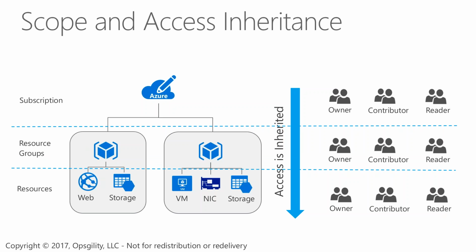This slide is just describing what I just mentioned. That is the scopes that I can apply RBAC control at, again, at the subscription, resource group, or at resources, but also the fact that inheritance occurs whenever I establish RBAC. So if I grant rights at the subscription level, that is going to flow down through inheritance to the resource groups as well as the resources.